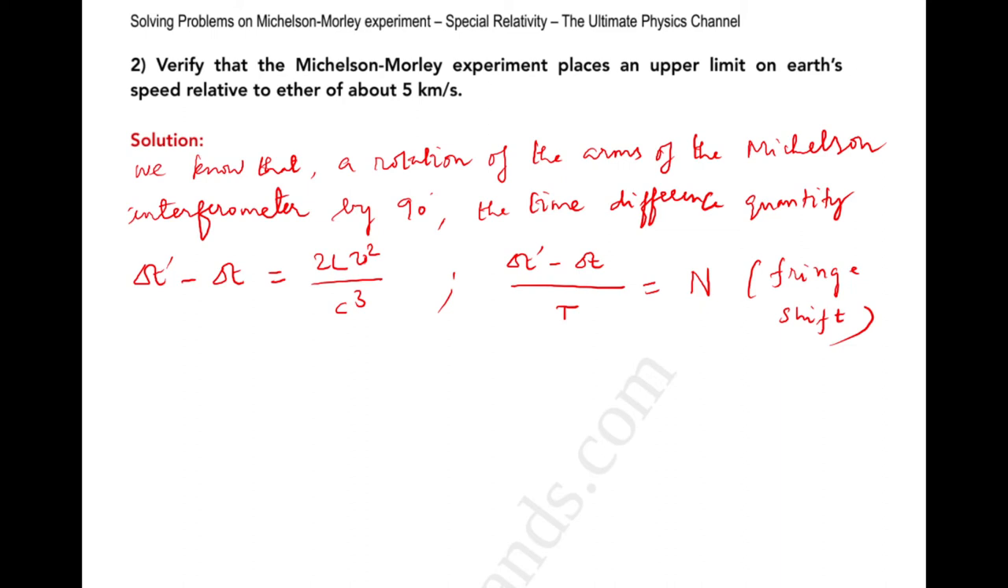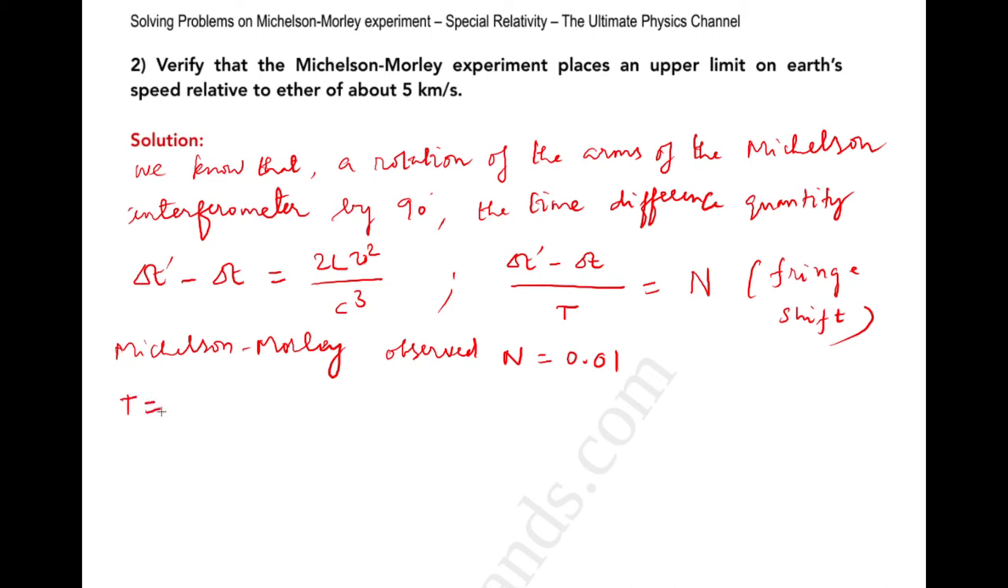Now in the Michelson-Morley experiment, they actually observed the fringe shift n to be equal to 0.01. Now what is the time period of the wave they are involved with?